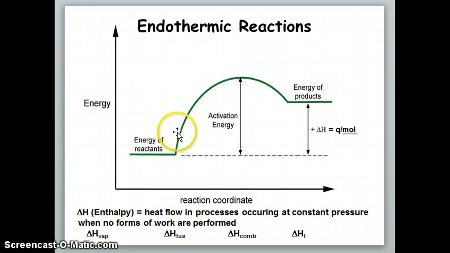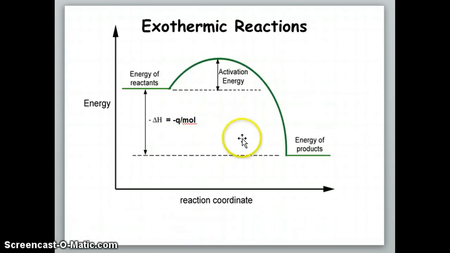You'll notice if we go back to the endothermic reactions, delta H, again, is the difference between the energy of the reactants and the energy of the products. It has a huge activation energy because you have to factor in also that energy necessary to get things to collide. In an exothermic reaction, you don't have to worry about things colliding. That activation energy is going entirely towards breaking bonds.